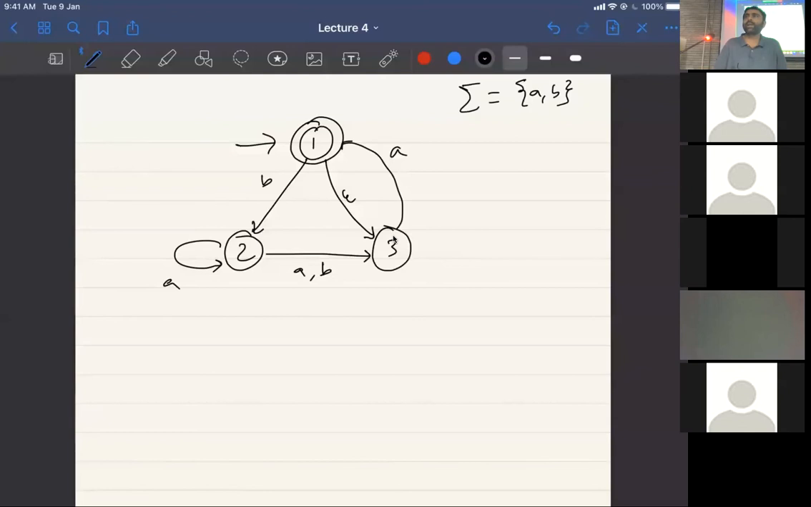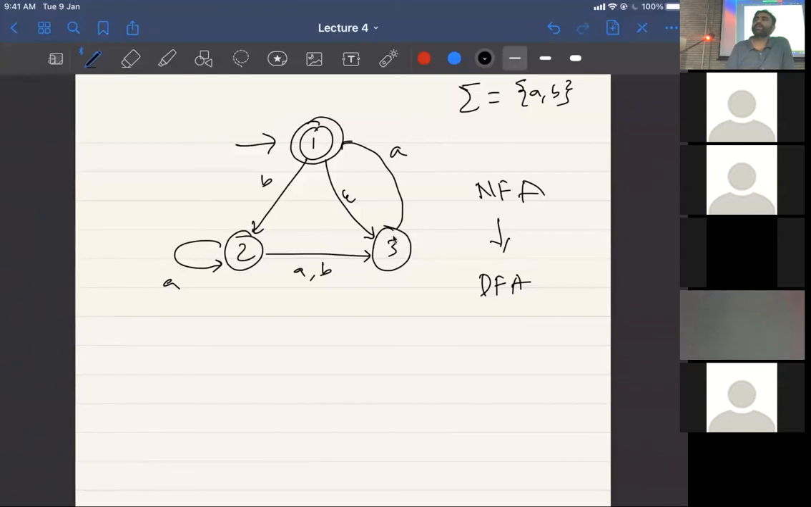So this is clearly a case of a non-deterministic machine, or NFA. So let's convert this NFA into a DFA. How can we convert this NFA into a DFA? We know that an NFA is defined by five things: the set of states, the set of alphabet, the transition function, the initial state or starting state, and the final states.